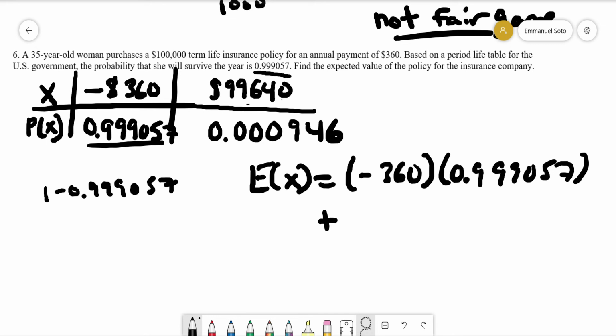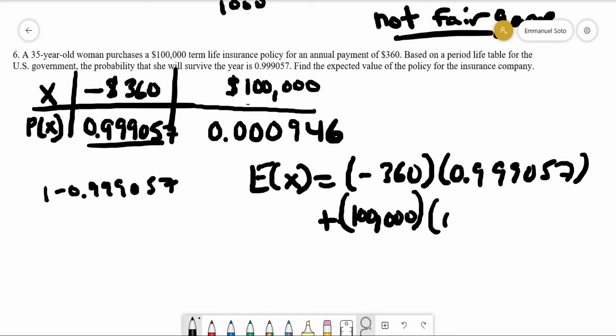All right, and actually, guys, I'm going to change this number. I think the problem assumes that she won't make the payment, so she'll get the $100,000. So I apologize for that. So we will leave it as $100,000. We assume that she can't make the payment because she doesn't survive. So I will change that. All right, so now we're going to go ahead and do this, and we will figure out on average whether she gains or loses.